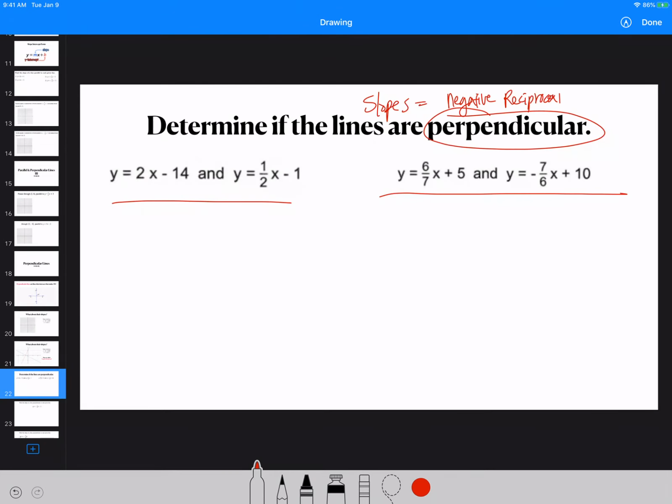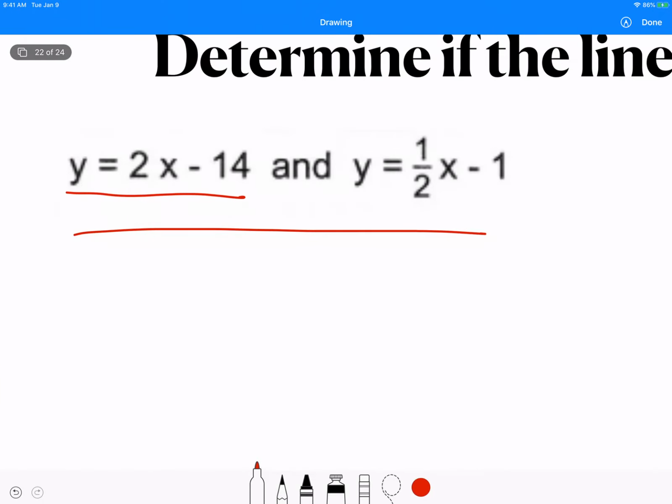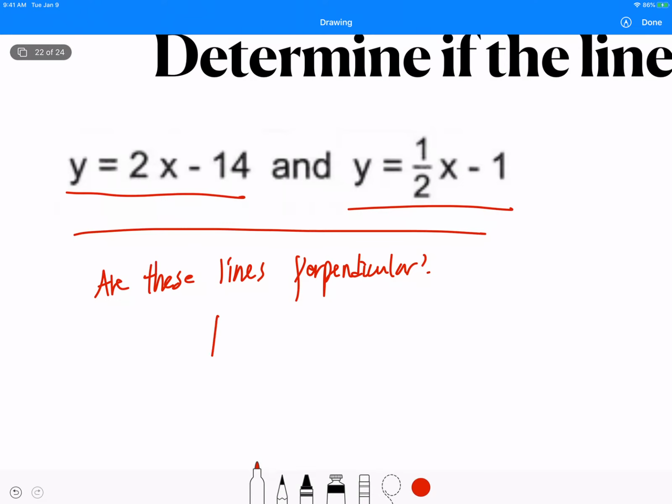Okay, now let's take a look at a couple of examples. For the first question that you see here, there are two equations, y equals 2x minus 14 and y equals 1/2 x minus 1. Now, are these lines perpendicular? The answer here would be absolutely not. Why? Because the slope for the first one is 2, and the slope for the second one is 1/2, that's in front of the x. They are certainly reciprocals of each other, but where is the negative sign? Remember, it needs to be a negative reciprocal in order for it to be perpendicular.